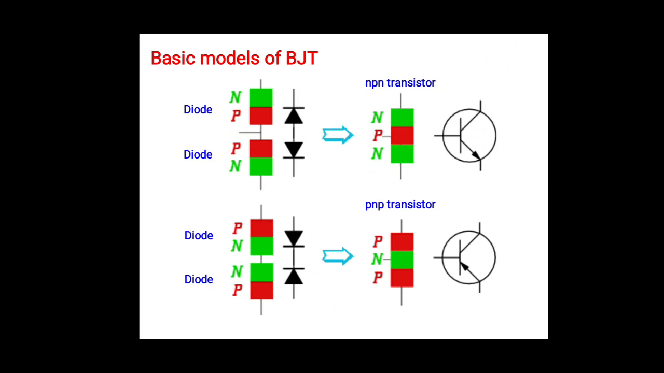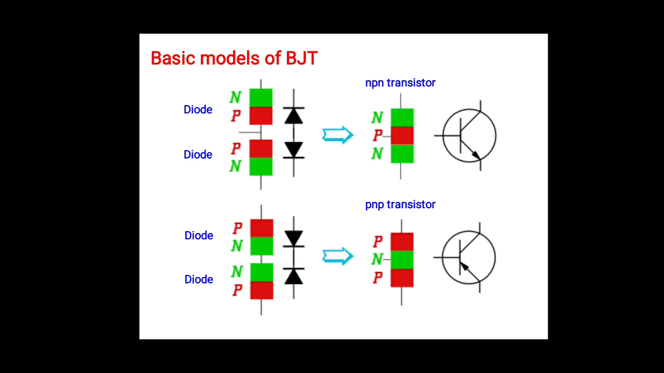So there are two types of transistors. One is the NPN transistor and the second one is the PNP transistor. So this is the symbol of the NPN and PNP transistors. Both these transistors are formed by joining two diodes back to back.